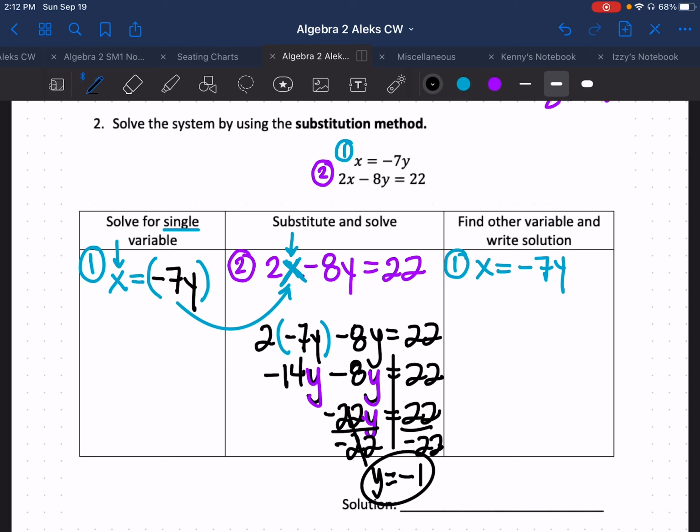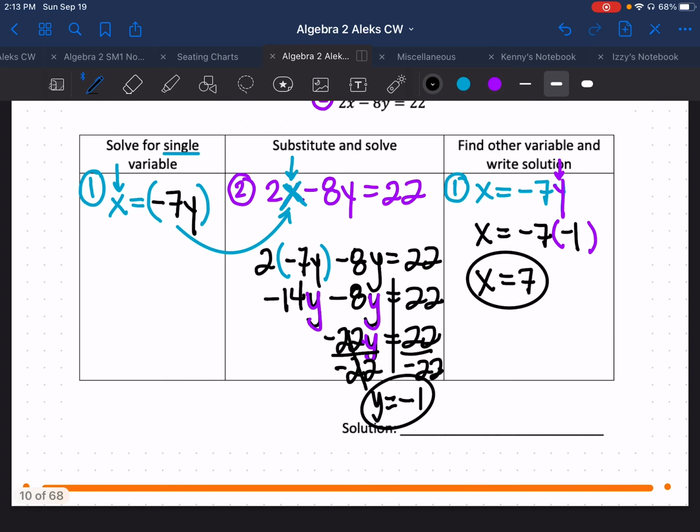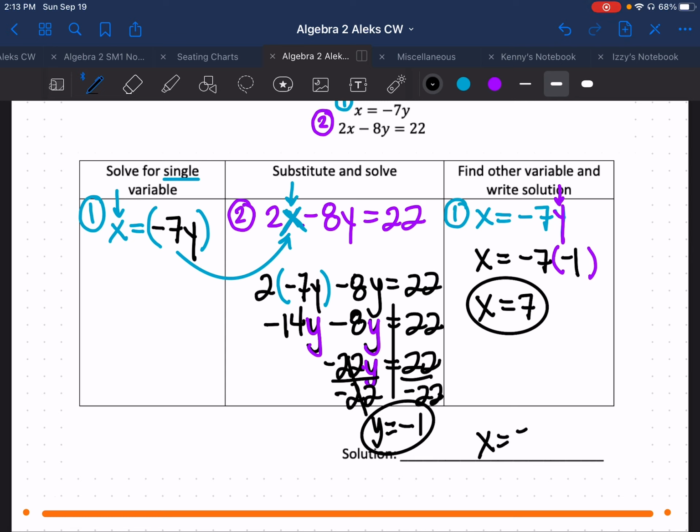Now I'm just going to take that y and I'm going to plug it in right here. I'm going to replace this y with the negative 1. So I'm going to say x is equal to negative 7 times negative 1. Negative 7 times negative 1 is positive 7, and I have solved this equation. On the answer blank, you could put x equals 7, y equals negative 1, or you could write it as an ordered pair. I would accept either answer. This is an or situation. You don't have to do both.